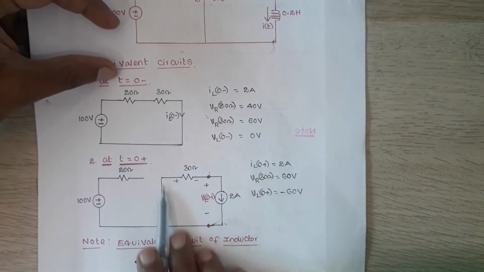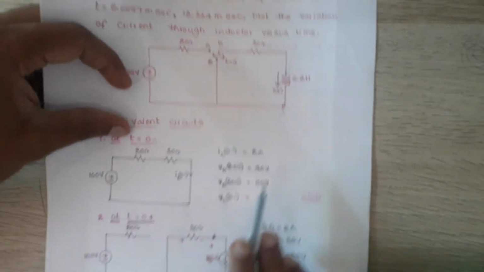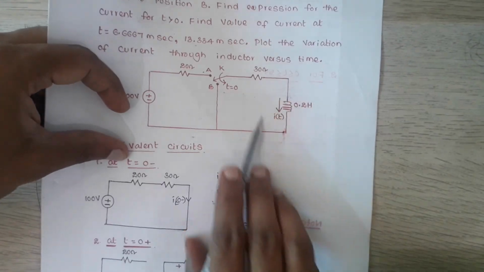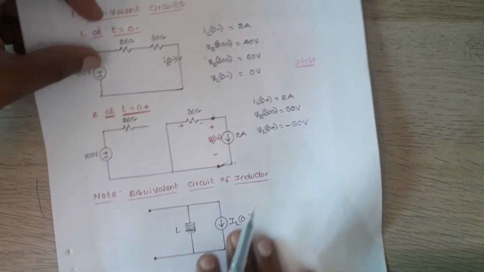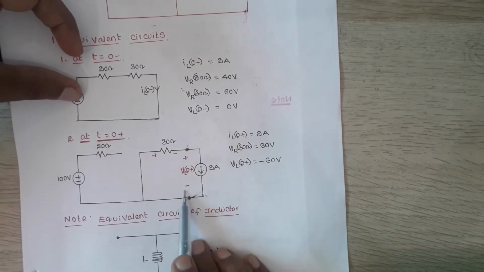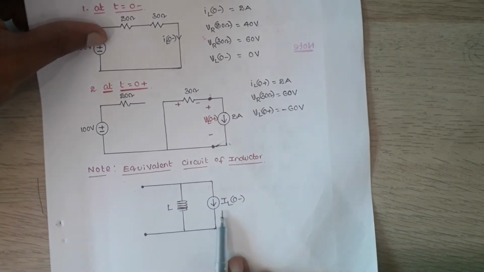So the switch is moved to position B, 30 ohms. Now how do you draw this inductor? This is the equivalent circuit of the inductor. There is current in the inductor, but it is open circuited. So the inductor is open circuited, and the current in the inductor is represented with a current source.